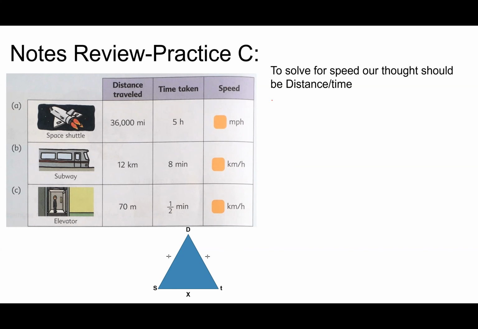First of all, we don't need to label a word problem because we already have a chart. We've got the distance and the time, but let's go ahead and solve for speed. So class, what is the speed formula? Distance over time. Okay, great job. All right, let's go ahead and fill in our variables. We have a distance of 36,000 miles in 5 hours. That's pretty fast, isn't it?